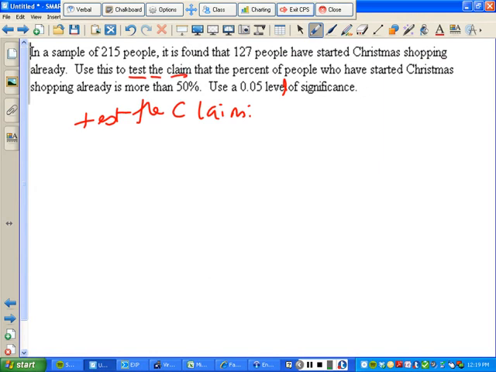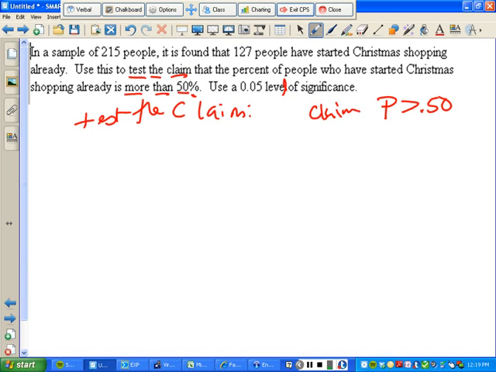There it is. Now, whatever comes after that is a very important part. Test the claim that the percent of people who started shopping already is more than 50%. More than 50%. So in words, we're talking about a percentage. We're not talking about mu. We're talking about a P. We're testing the claim that P is more than 50%. So that's our claim.